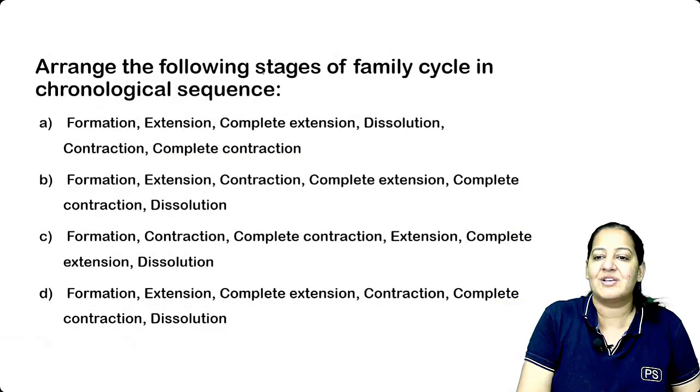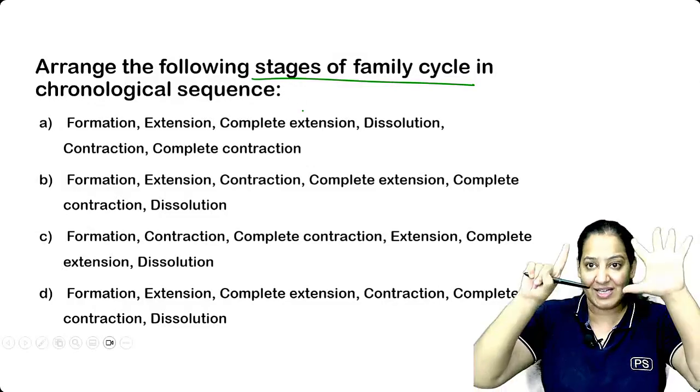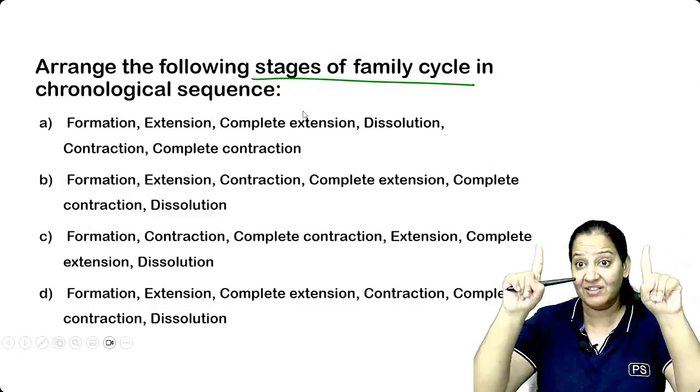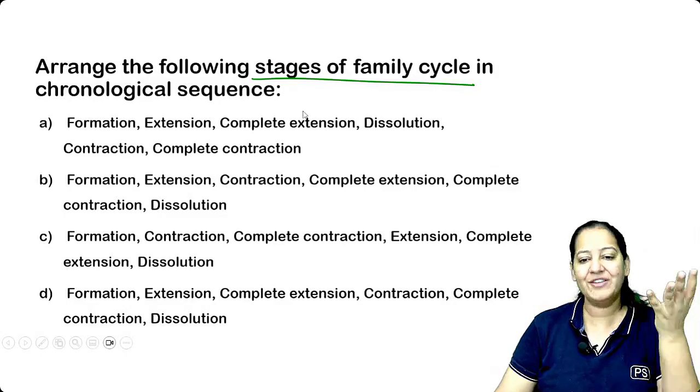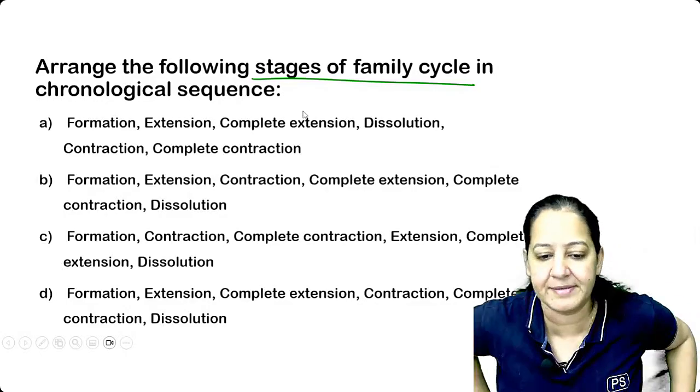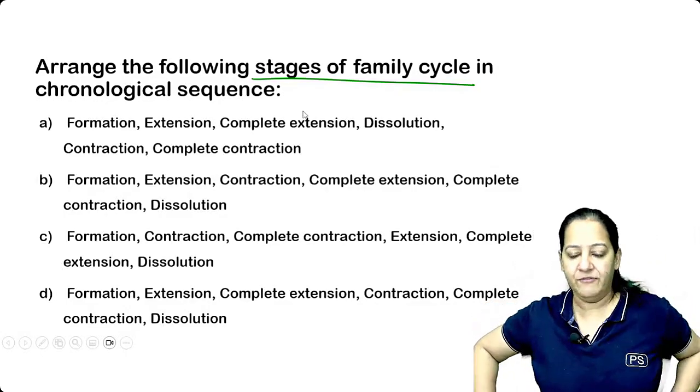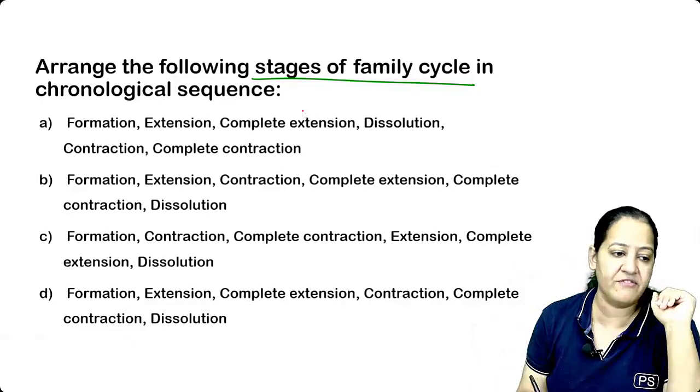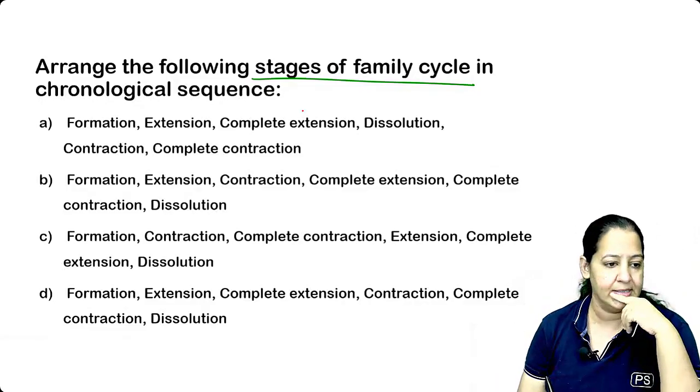Arrange the following stages of a family cycle in a sequence. You know the 6 stages of the family cycle. I told you the first and the last to learn. So read the options. I'm not reading it; you just read it and tell me the answer. You know the first and the last. If you know that, you can arrange the 6 phases of a family cycle. Tell me the correct answer.